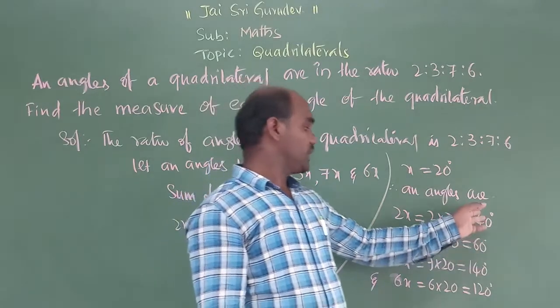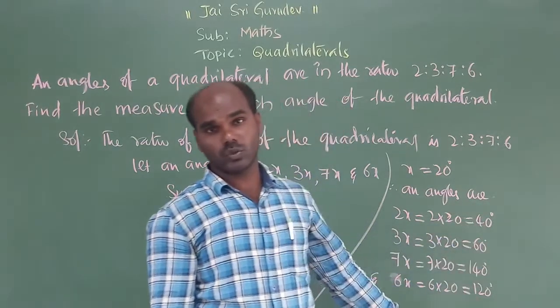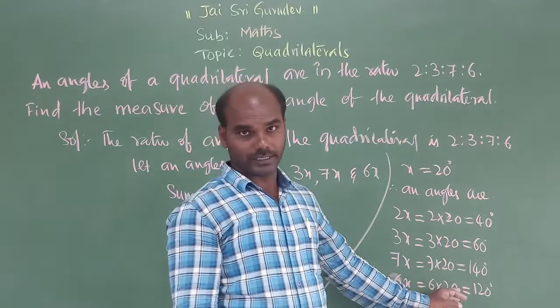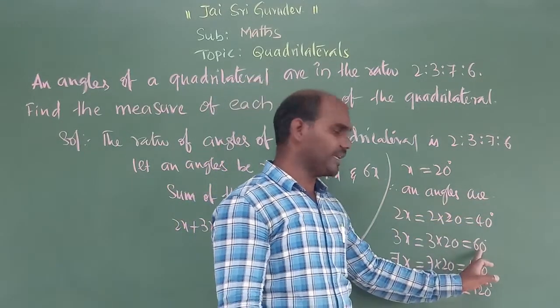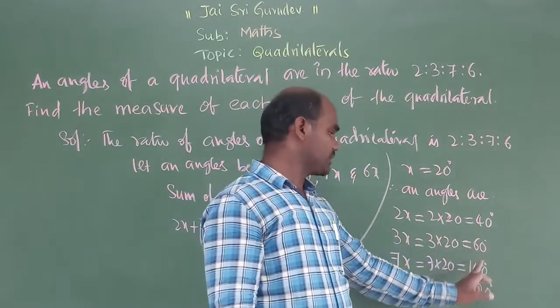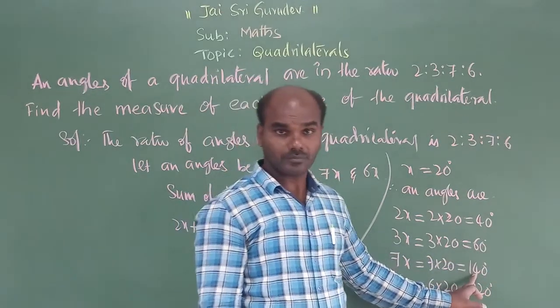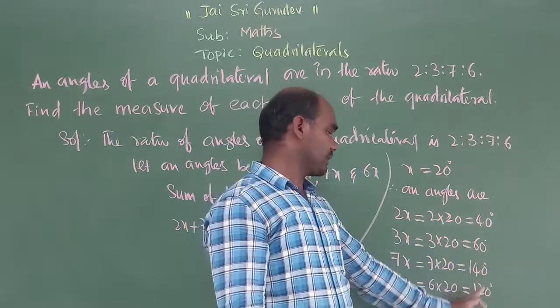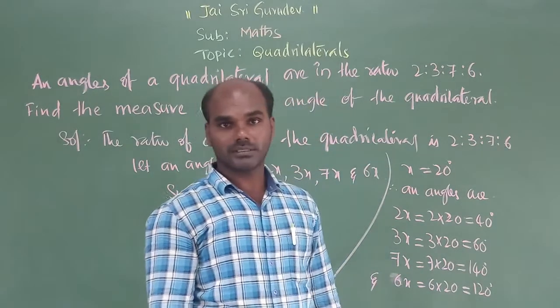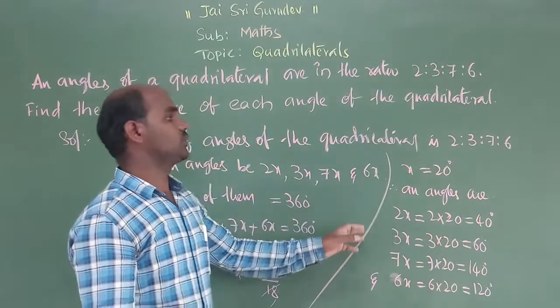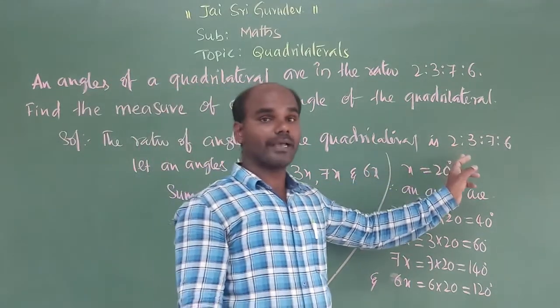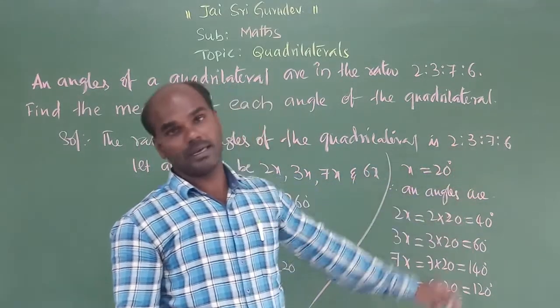Okay, so if you are finding the sum, we should get 360 degrees. Yes or no, children? Once we count, 40 plus 60 is 100, 100 plus 140 is 240, 240 plus 120 will become 360. Okay, so is it satisfying, children? So this is the process to find the angles when they are given as a ratio.